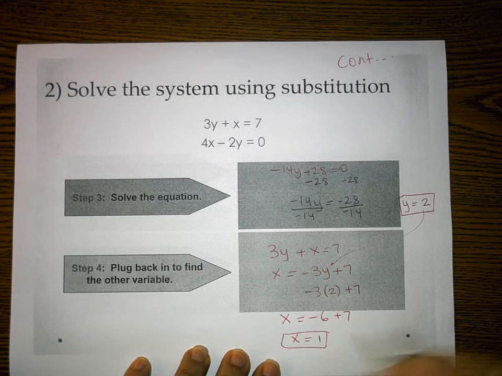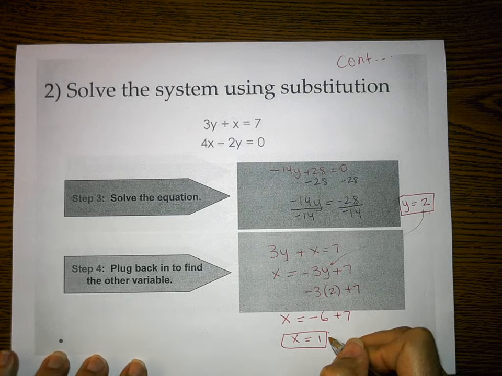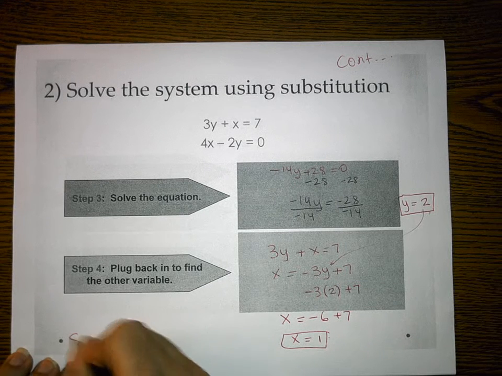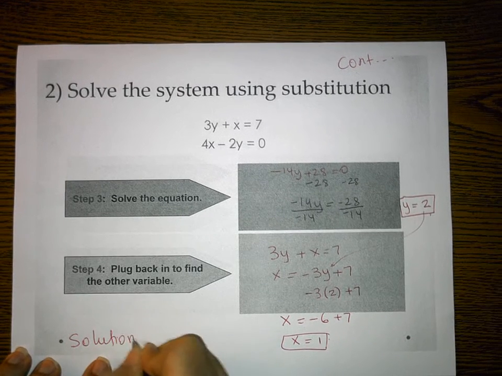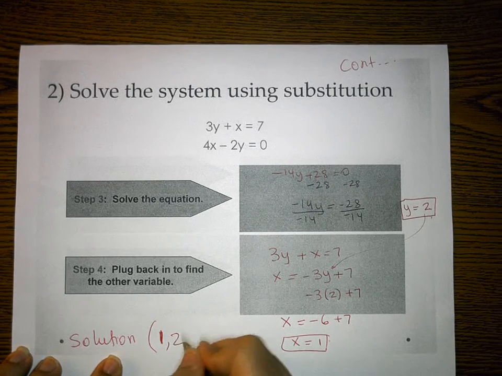A negative 6 plus 7 means that x equals 1. Okay? So now I have y equals 2 and x equals 1. The ordered pair will be the solution. The solution will be 1 for x and 2 for y. Okay?